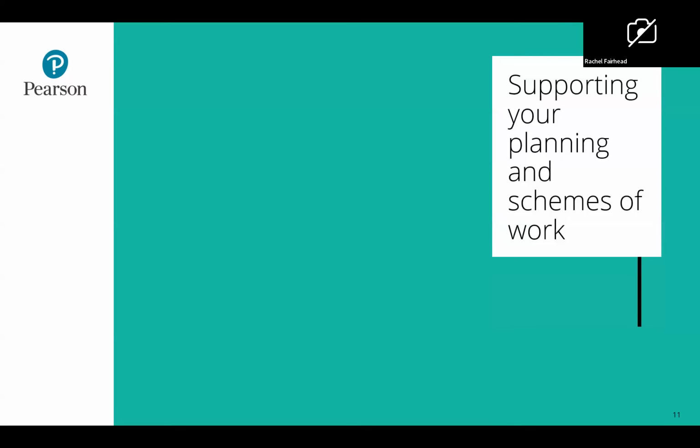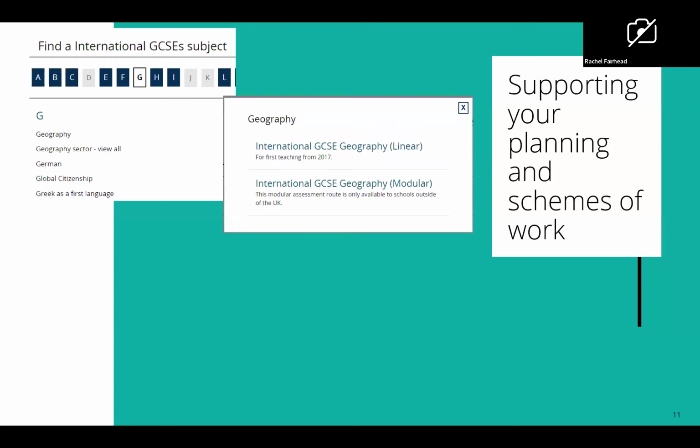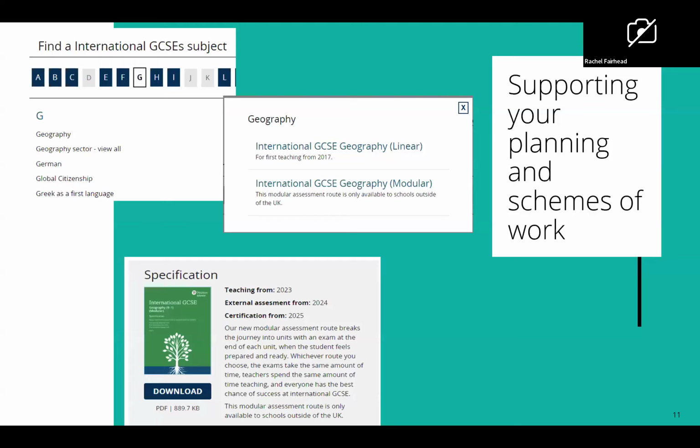Okay, so what support is there for your planning and schemes of work? All of this can be found on the subject website, and you can go to geography sector, view all, and there you will find a whole host of materials. Now, obviously, we've got the linear, but we've also got the modular specification. So you can download the specification. As it says, it's teaching from 2023, external assessment from 2024, certification from 2025. That is your go-to document, which I'm sure everybody knows.